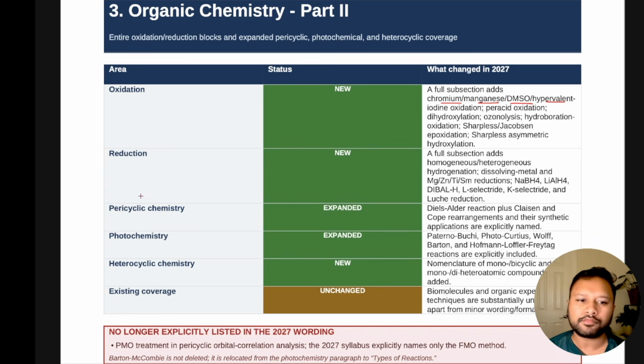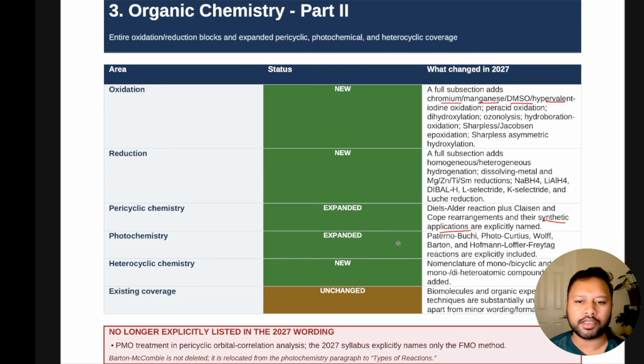Pericyclic reaction is also expanded. Diels-Alder reaction you already prepare, but now it is mentioned. Plus Claisen and Cope rearrangements are in, with their synthetic application, and their synthetic application is very important. So synthetic application is very important, which is something new.